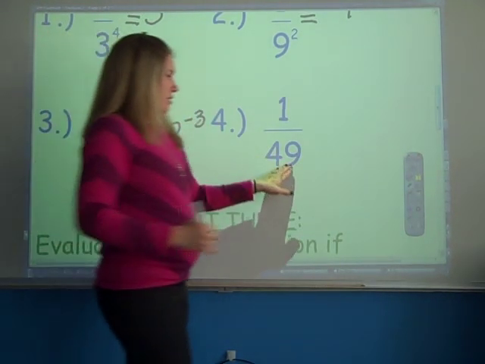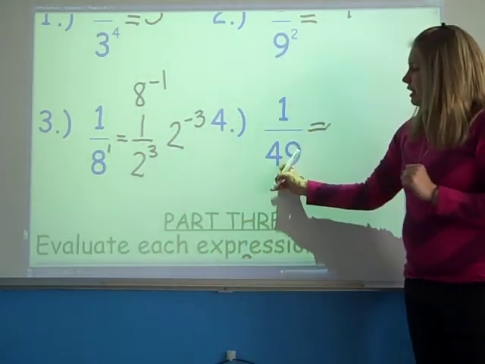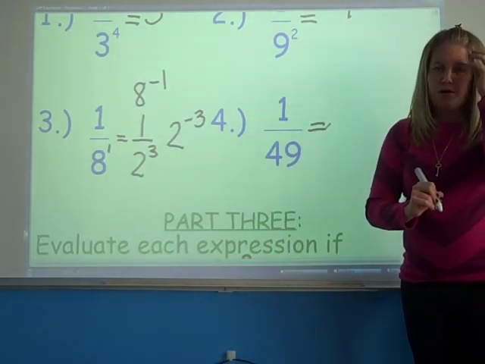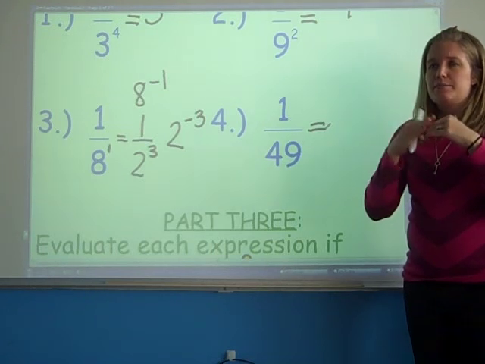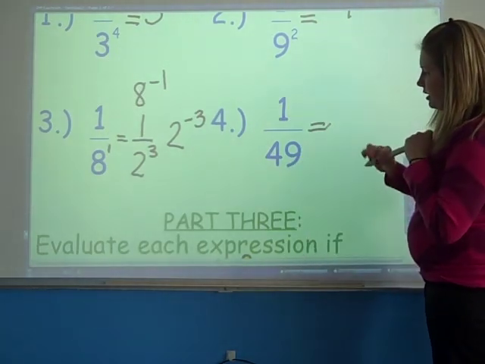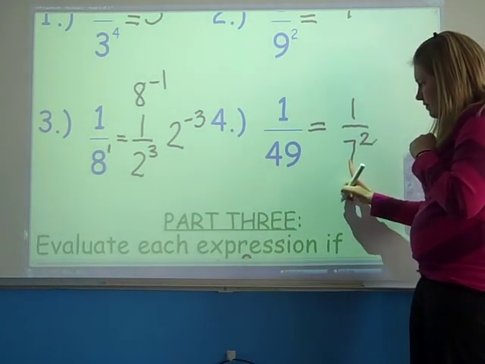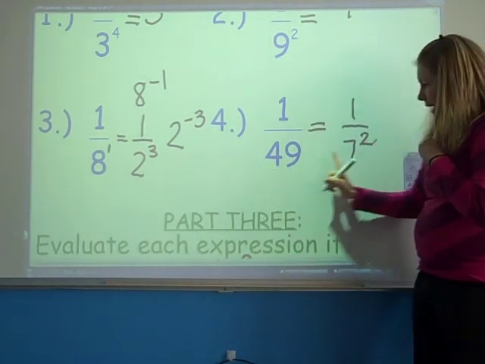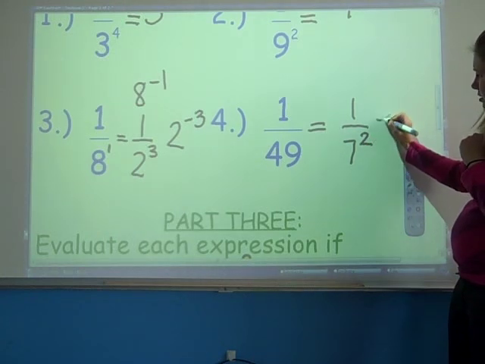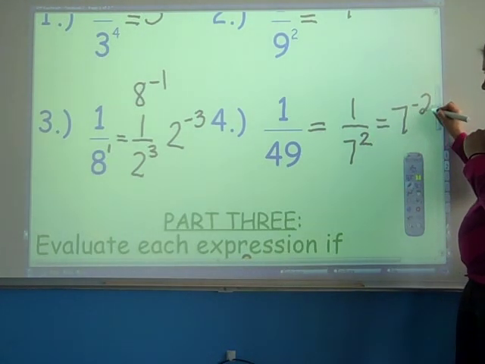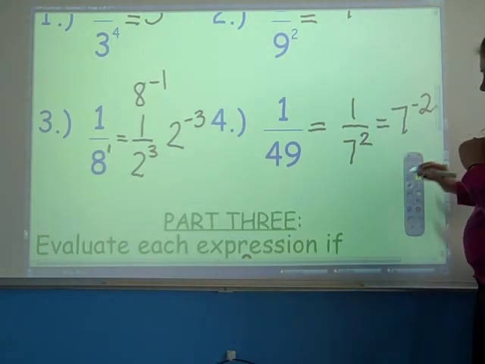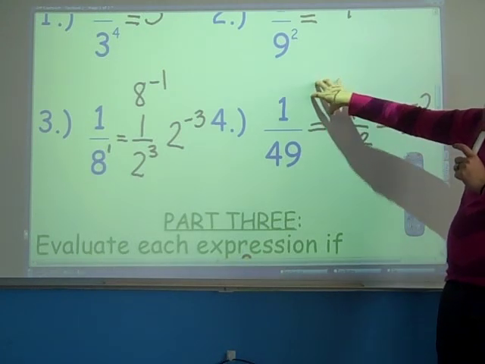Okay. This one, see if you can write 49 with an exponent other than 1. So you have to think of a way, some number with an exponent that will equal 49. 1 over 7 squared, because 7 times 7 is 49. Now I have an exponent other than 1. 7 to the negative 2 power. Okay, again, you will practice a ton more of these in class.